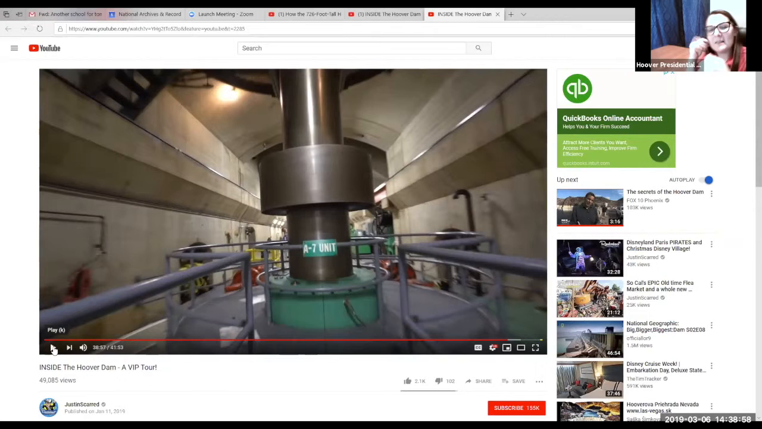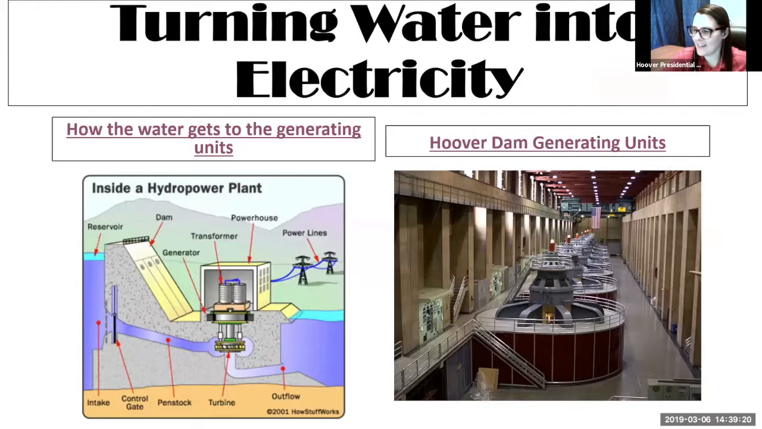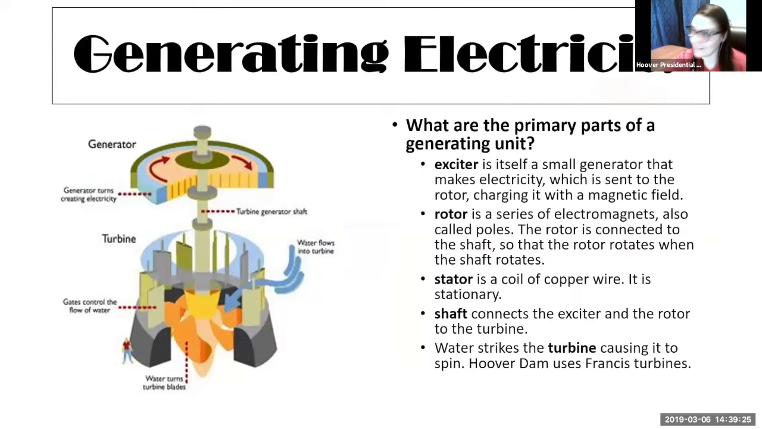This part of the dam is not open to the public. So if you go to the Hoover Dam, you will not be able to see that just because it's not safe. And you guys saw how fast that was moving. So I'll pull this back up so we can look at it. And now you have a better idea of what these things actually look like when they're working, which is really, really cool. That water is coming in super fast and spinning that turbine.